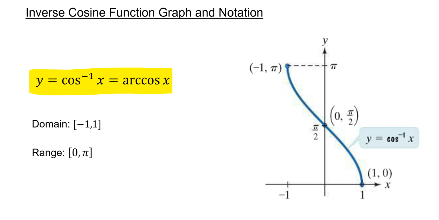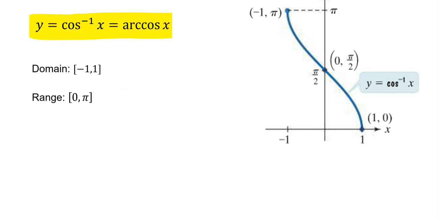So just like before, same type of notation. We have cosine inverse of x using a little -1 superscript, not an exponent, that's just the inverse notation. Or we can write this as arccos. They both mean the same thing.